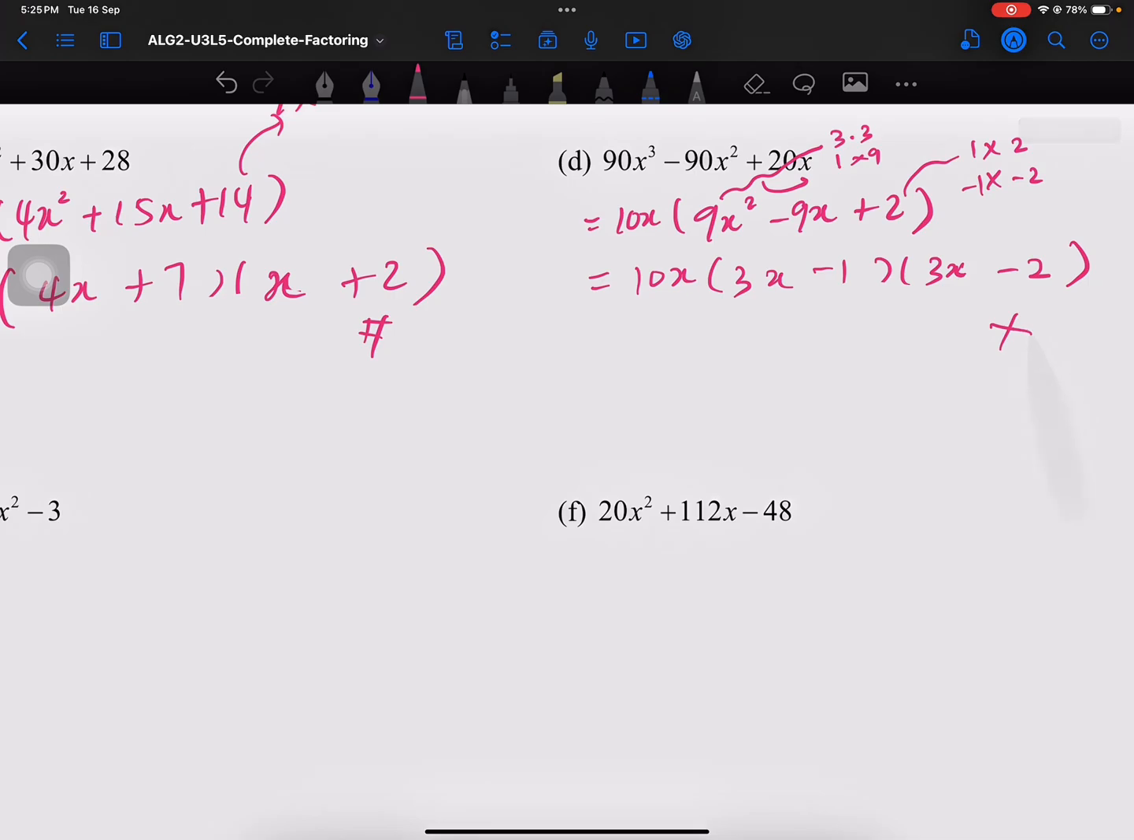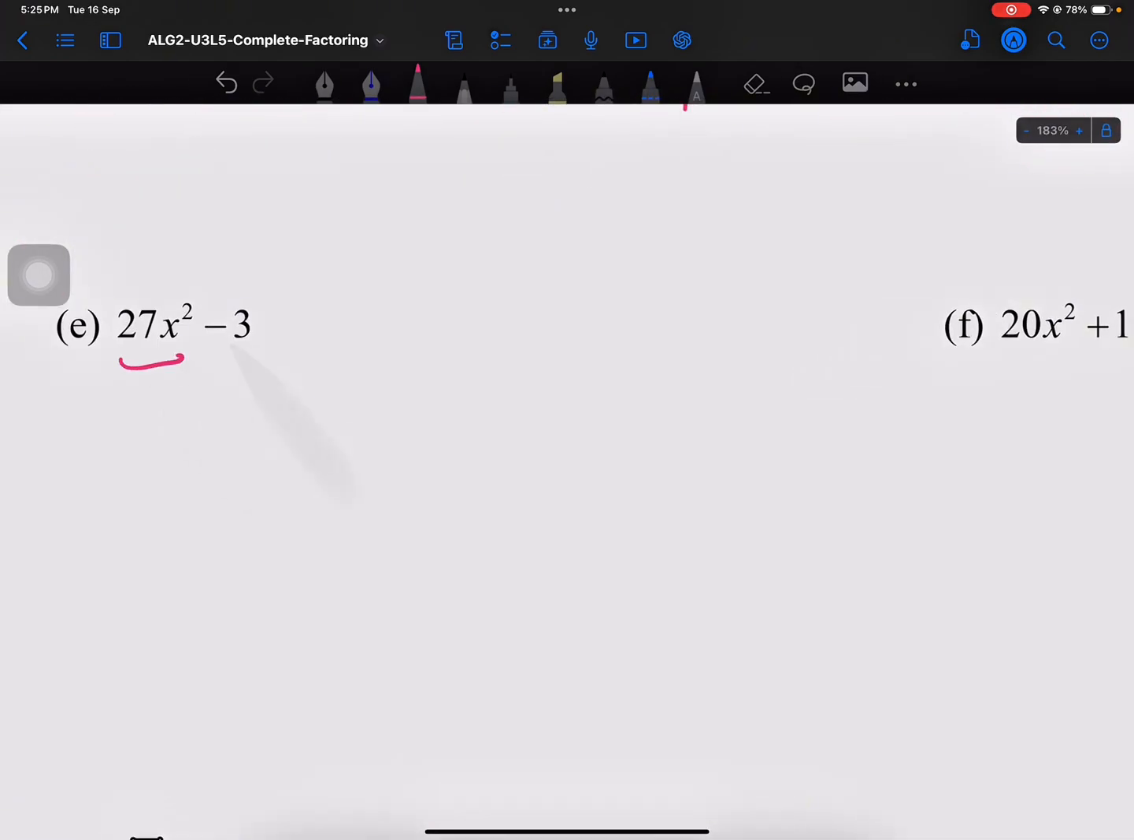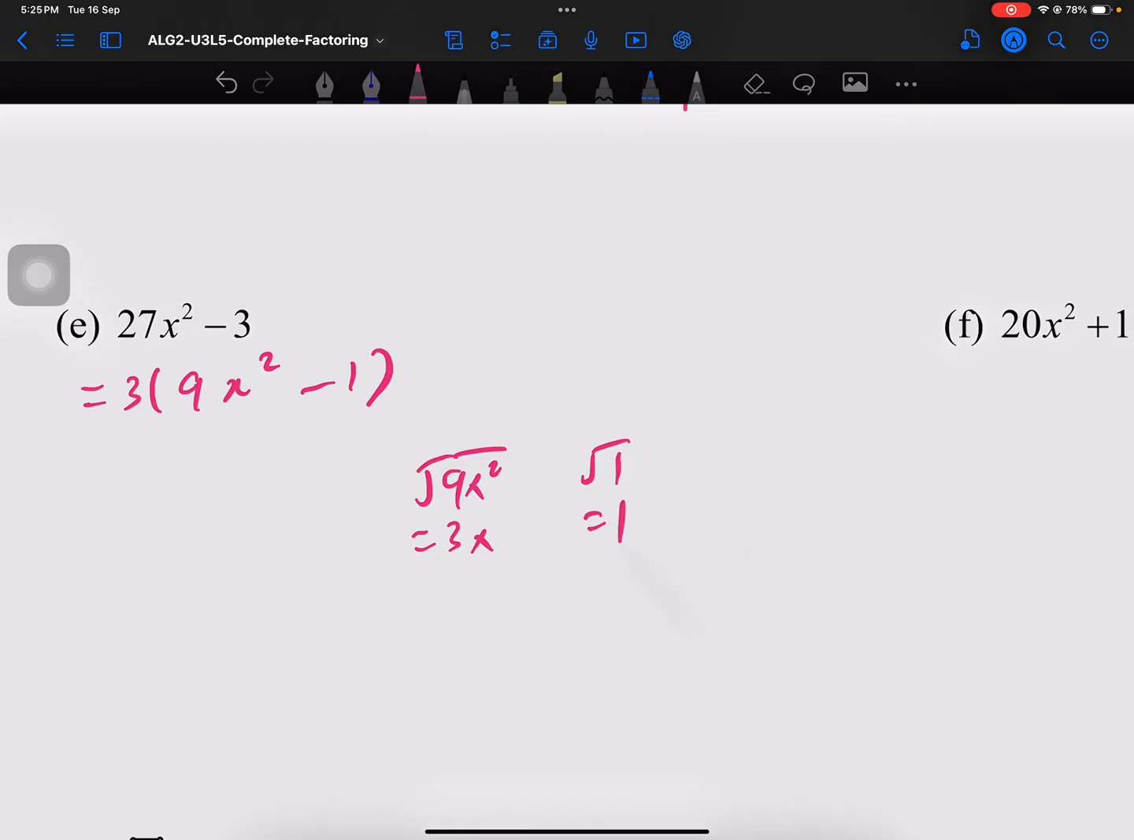Next, move on to E. You can see only 2 terms, meaning that this is our conjugate. So we take out 3 first, giving 9x squared minus 1. The square root of 9x squared is 3x, and the square root of 1 is 1. So our conjugate form must be plus and minus.